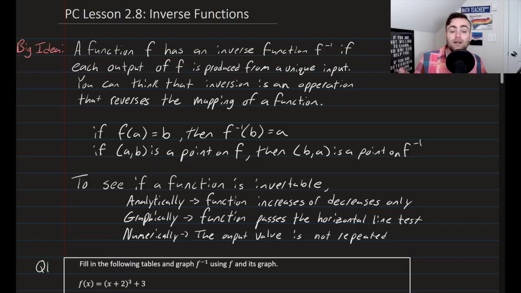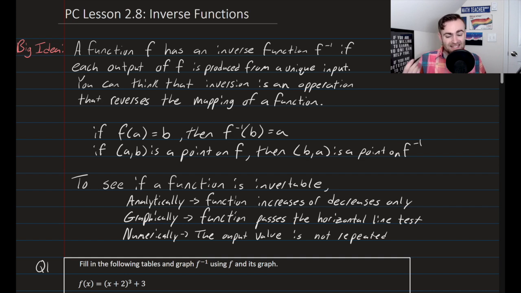Let's get started. A function f has an inverse function we call f inverse, which is denoted by f itself having a power of -1. It's not an exponent, but I digress. If each output of f is produced from a unique input, meaning that for inverse functions to exist, every output has a unique input, essentially meaning the functions are what's called one-to-one, where every number is paired with exactly one other number.